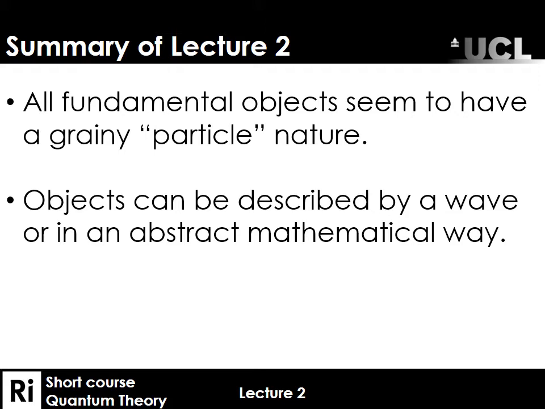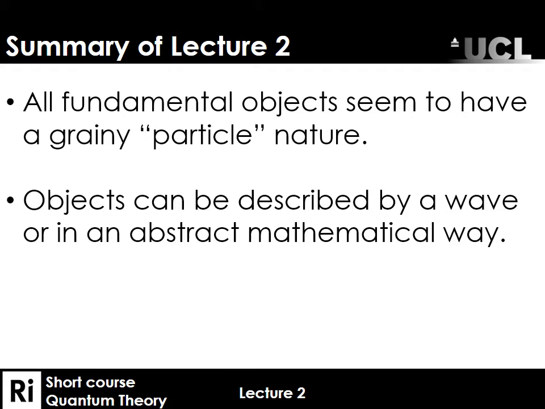In particular, we can make predictions on what objects are going to do using an equation that seems to describe a wave, but it's not a real wave. It's a wave of probability. No one's really sure what it is a wave of. It seems to be some abstract mathematical construct, which is very useful, but doesn't really tell us much about what is happening, just what will happen.